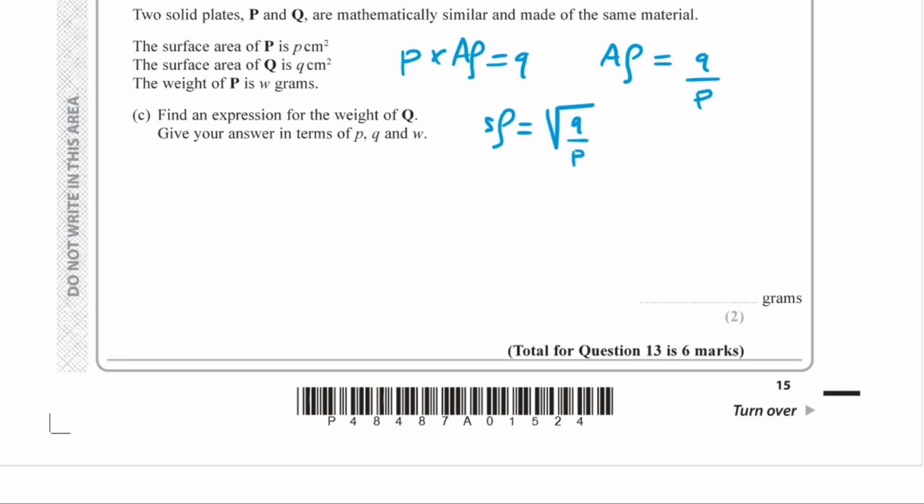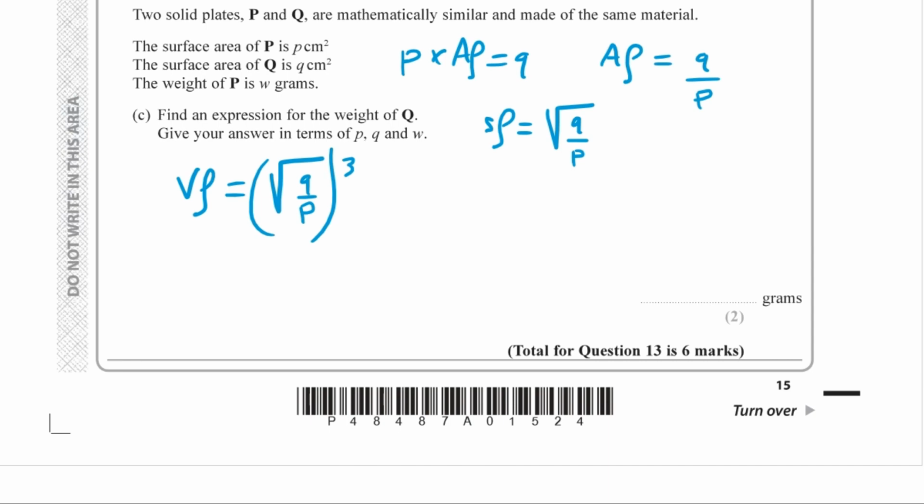Now this is a relationship that allows you to go from P to Q. Now it's important to note that this scale factor allows you to go from P to Q. And furthermore, the volume factor allowing us to go from P to Q is going to be the square root of Q over P to the power 3, as the volume factor is the cube of the scale factor. So this question is a little bit dicey because we needed to first square root the area factor and then cube it to realize that that's the volume factor.